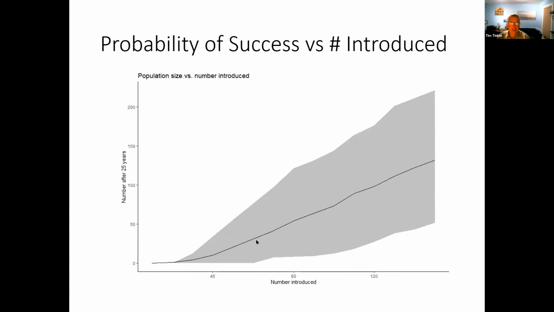One of the things we can look at is how the probability of success of the translocation would vary with the number of otters introduced. If you were to reintroduce a total of 40 otters, that population could grow to maybe 50 after 25 years, but it could also shrink to extinction, and there's actually a high probability that it would. These are the 90% confidence intervals. If you want to be 90% sure that the population is not going to shrink to extinction, then you probably want to release at least 80 animals if we're looking at a single release site.